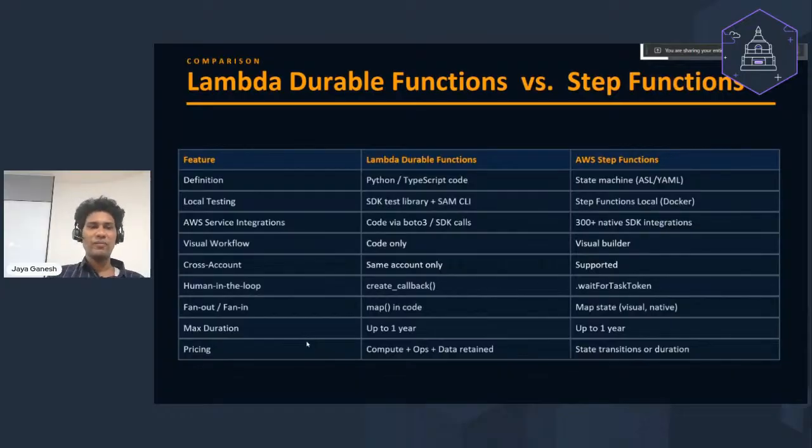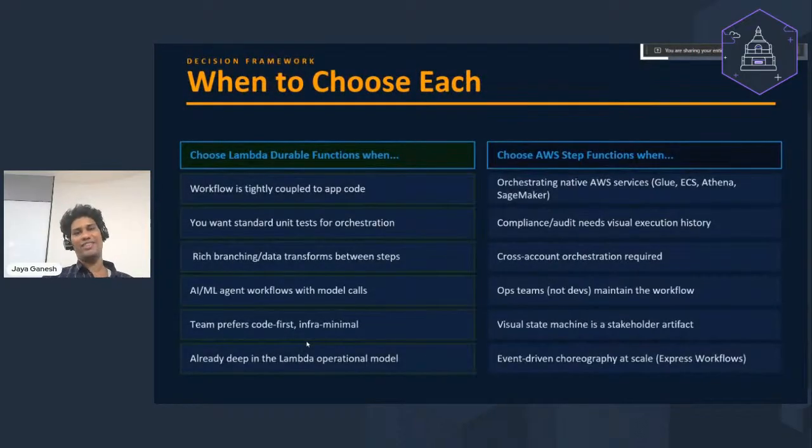Step function gives us the visualized workflow, so you can actually see the entire workflow and build it, just by drag and drop. We do have the visual builders. And durable function, as standard, is completely code. We have some things which are present in both, but the major difference is that this is completely on the code, and we need to use Boto3, and on the step function side we have Amazon States Language and YAML-based definitions. So when to choose each?